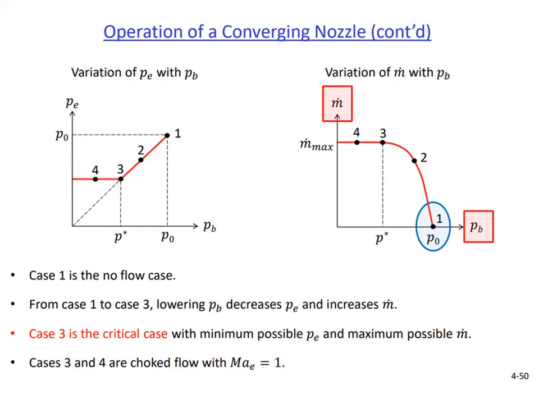Case 1 is the no-flow case, with back pressure being equal to stagnation pressure. Mass flow rate is 0. As we lower the back pressure, mass flow rate increases. This continues up to the point where the maximum possible mass flow rate is achieved. At this point, the nozzle is choked. Lowering the back pressure further does not change the mass flow rate.